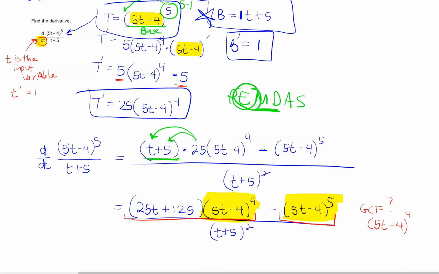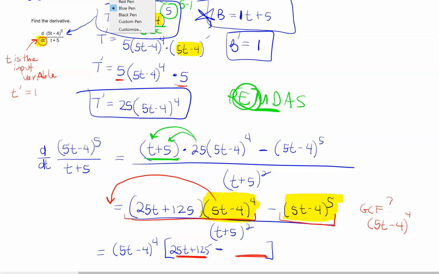I can factor out 4 of them, and this is what it's going to look like. So I'm going to factor that out, 5t minus 4 to the 4th. And let's see what's left over from each of those groups when I factor that out. So I'm going to have the first group minus whatever's left over in that second group, right? So let's see what happens. In this first group, if I factor out all 4 of the 5t minus 4 binomials, I'm going to be left with just a 25t plus 125.